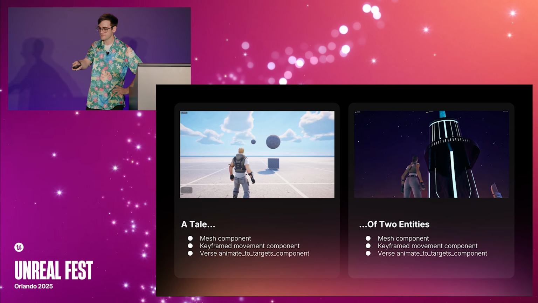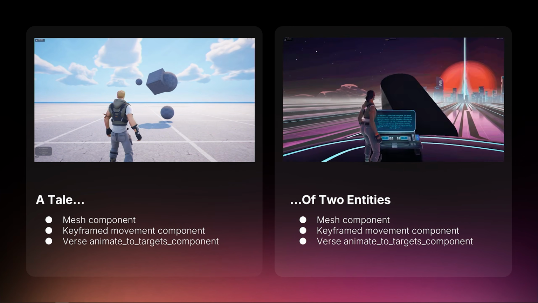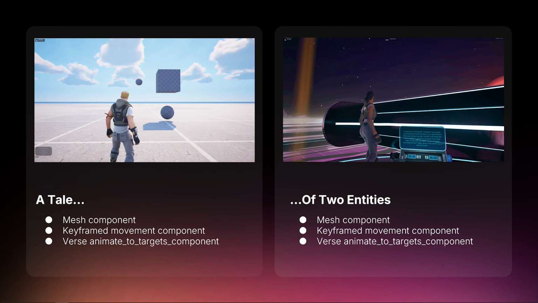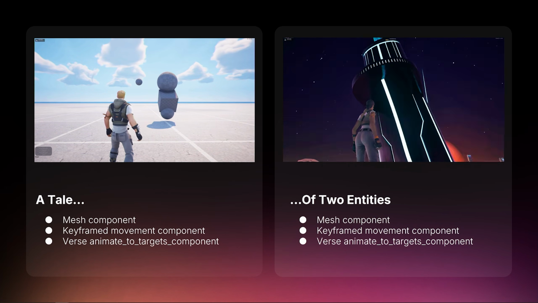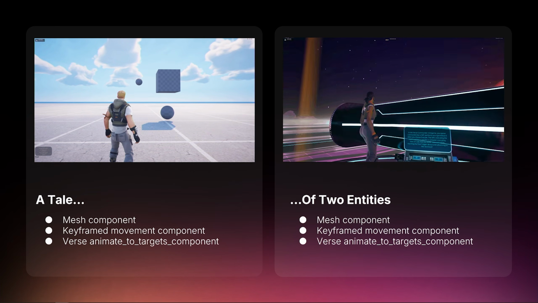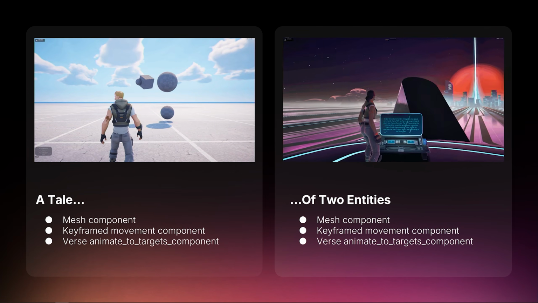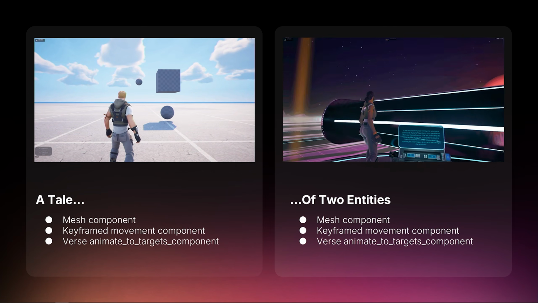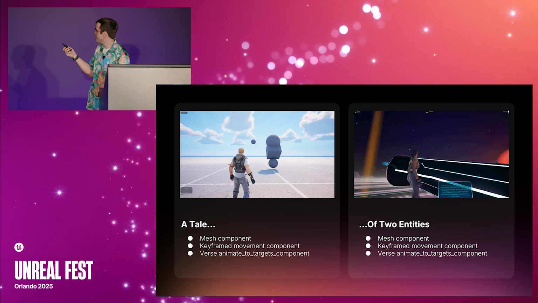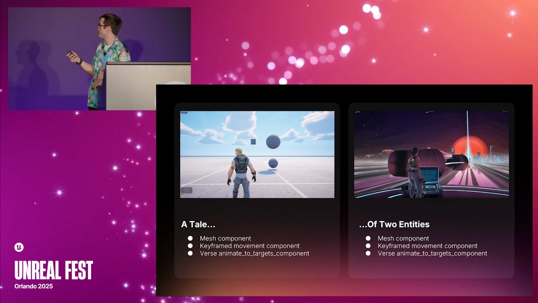This is a tale of two entities. So what we have on the left here is a boring gray block moving in a boring flat plane. And on the right, we have this entire building that we're moving back and forth. Under the hood, these are literally the exact same thing, right? This is the exact same prefab. It's the exact same collection of entities and components. Each of these has a mesh component, a keyframe movement component, and this animate to targets component that we wrote. And while they're exhibiting similar behaviors, the feeling of this is extremely, extremely different, right?